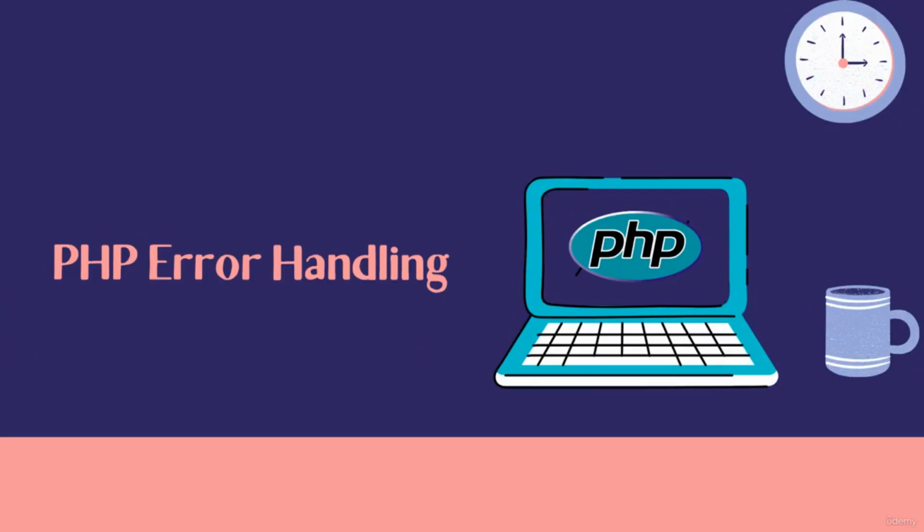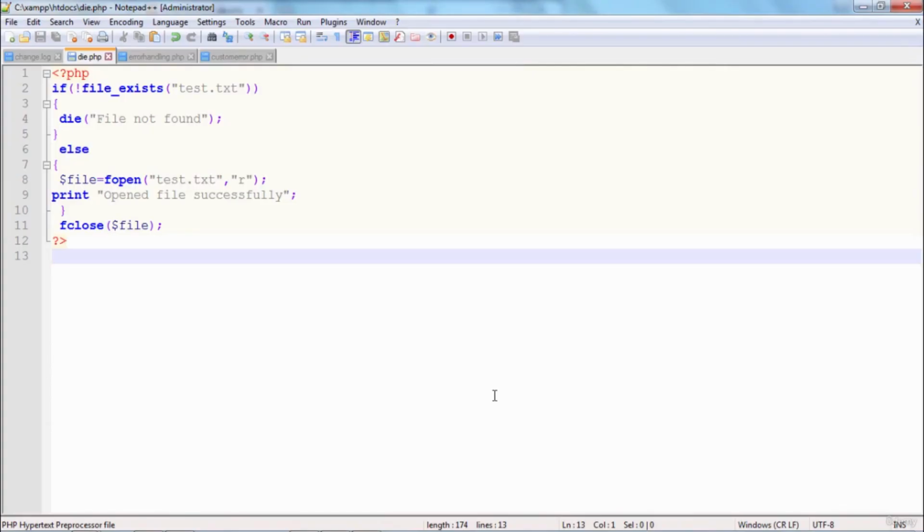In this video, we shall see how error handling activities are performed in a PHP application. So this program is a demonstration of the die function in PHP. Whenever the die function is encountered, the program will be terminated at that point only. The rest of the program will not be executed.